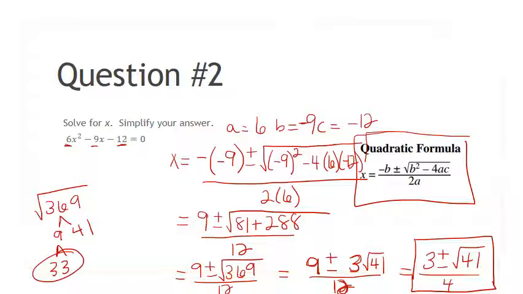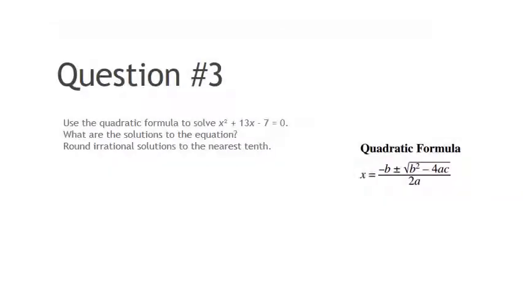All right, so that takes care of question number 2. I'm going to move on to question number 3. In question number 3, it says use the quadratic formula to solve x squared plus 13x minus 7 equals 0. What are the solutions to the equation? This time it says to round irrational solutions to the nearest tenth.